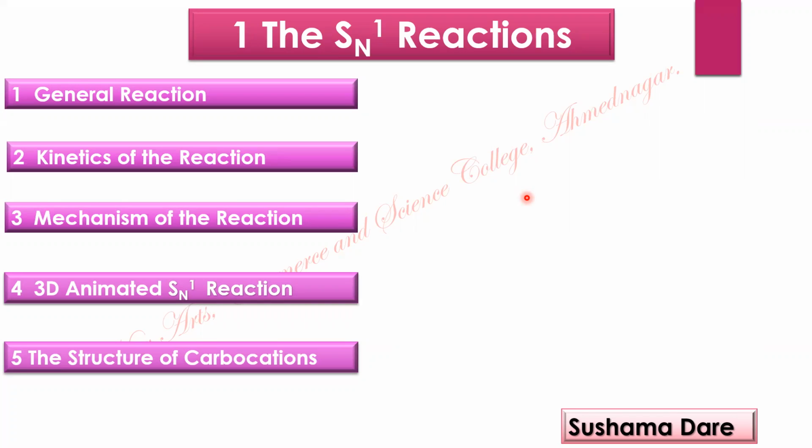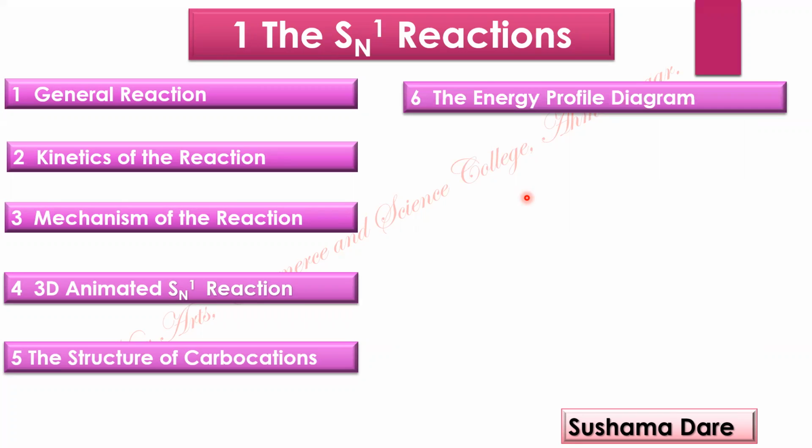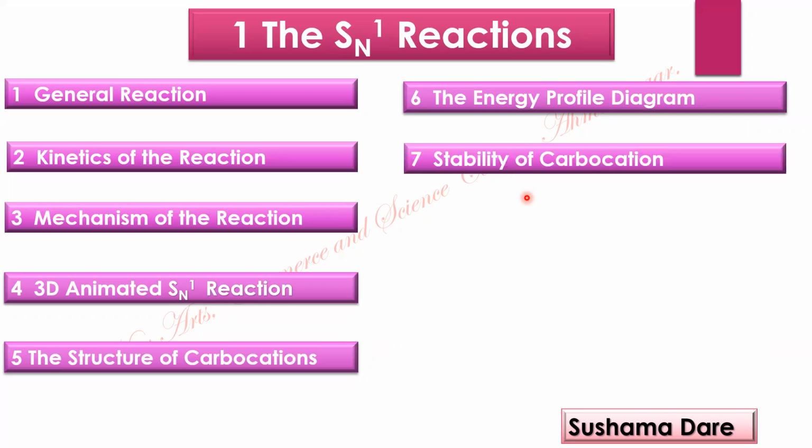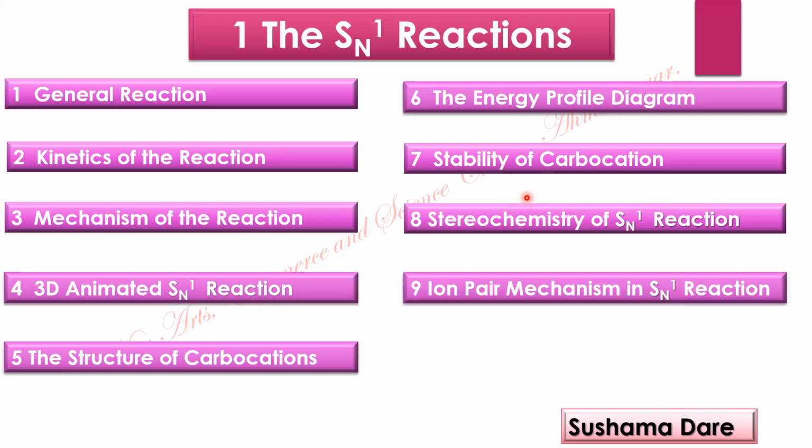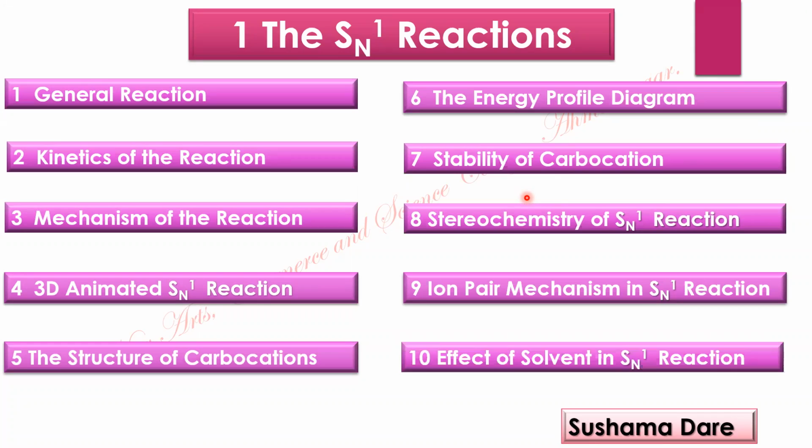Now, this is the third video regarding the same chapter. In this video, the next points that we have to discuss are the energy profile diagram, the stability of the carbocation, stereochemistry of SN1 reaction, ion pair mechanism in SN1 reaction, and effect of solvent in SN1 reaction. So these 5 points I am going to discuss with you. Let us start with the first point of the third video, the energy profile diagram.